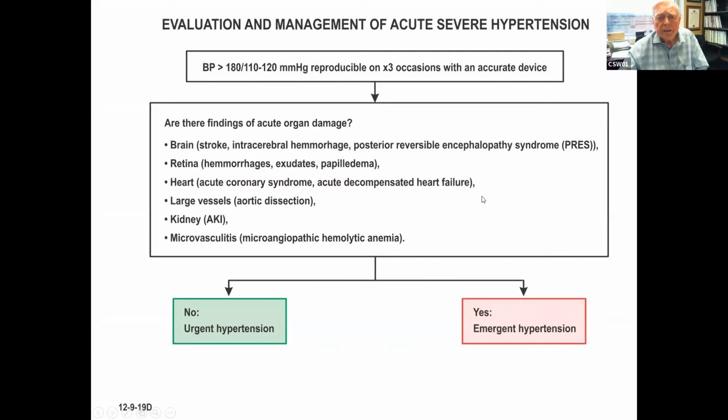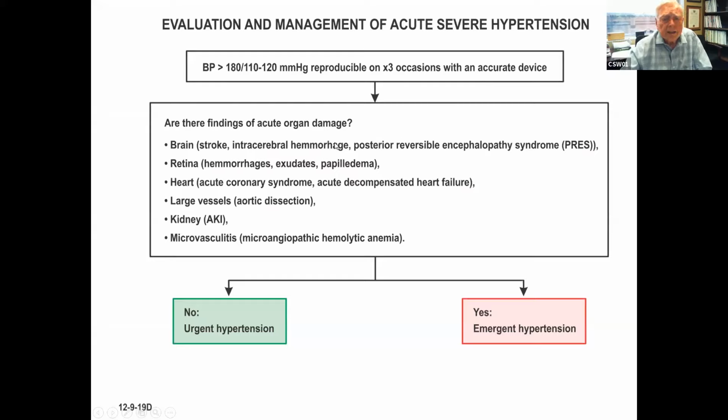So here's a little bit more information about what to look for. Here's severe hypertension, which is systolic pressure above, let's say, 180 over 110 to 120. And you need to check it on 3 occasions to make sure that it isn't a startle response. The patient's very frightened of something going on in the clinic, whatever it might be. So this is what you need to assess.